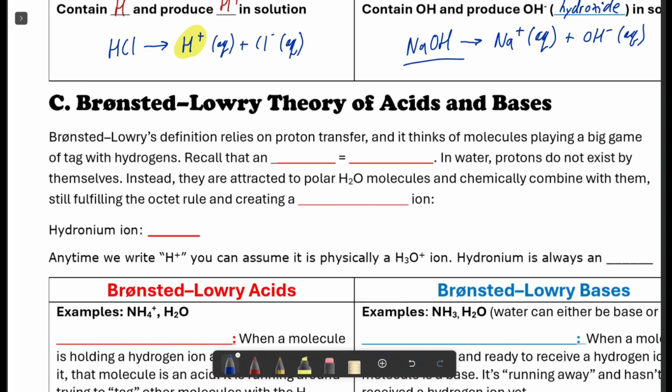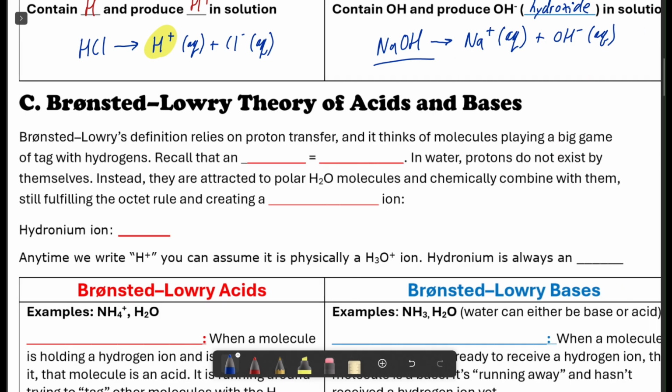We're going to look at Bronsted-Lowry. These are two guys who defined acids and bases in terms of proton transfer. Basically, it thinks of molecules like they're playing a big game of tag with hydrogen ions. Recall an H+ ion. What's another word for an H+ ion? Starts with a P. Proton.